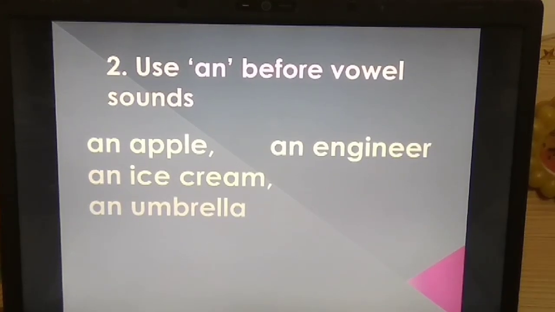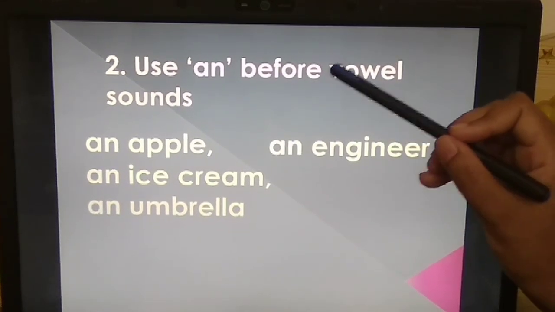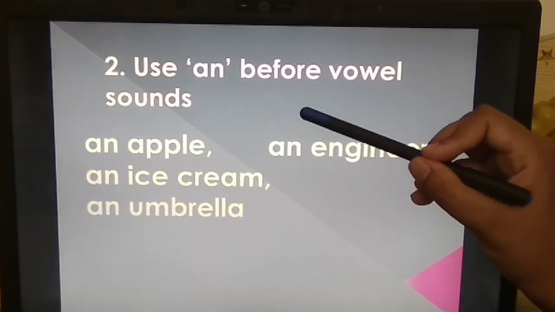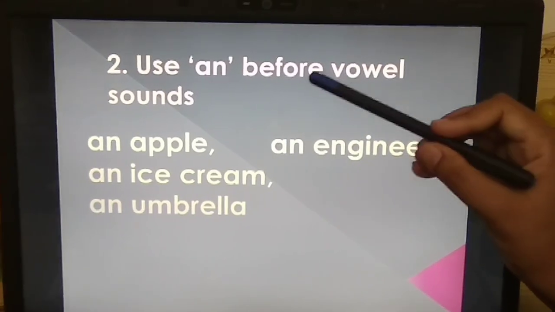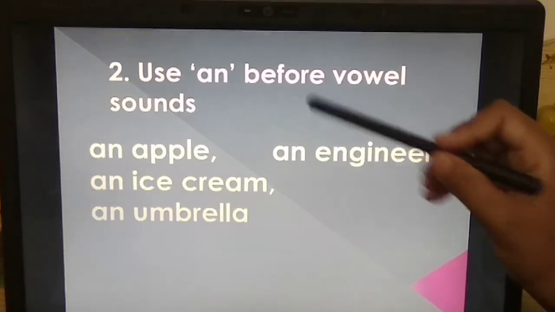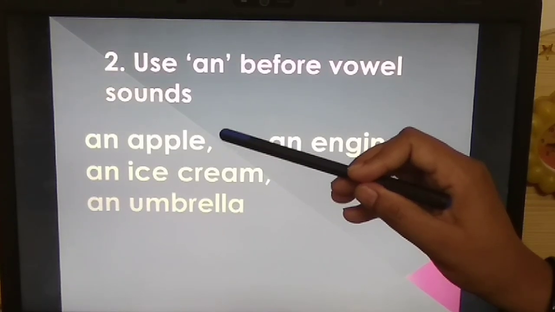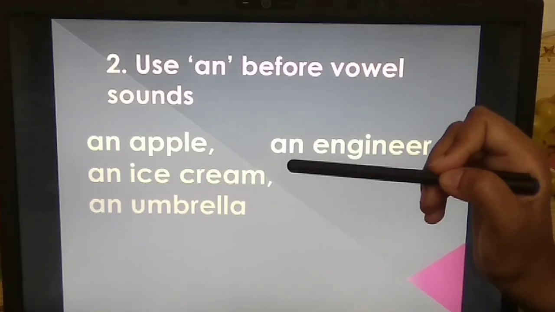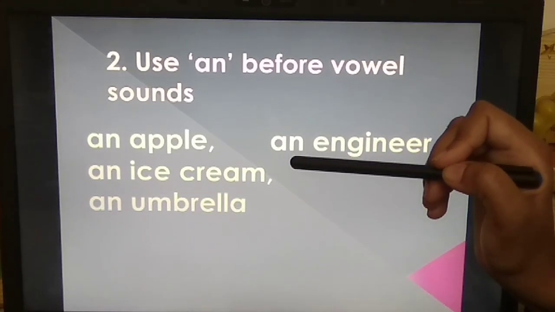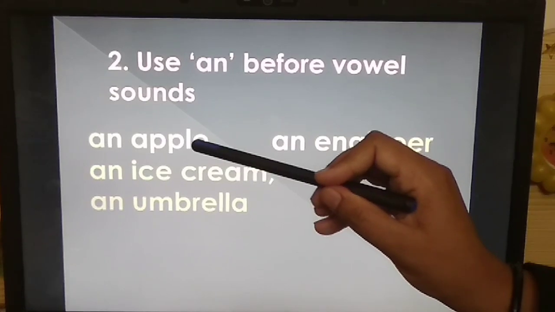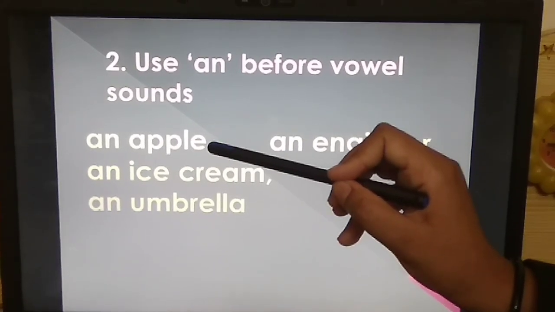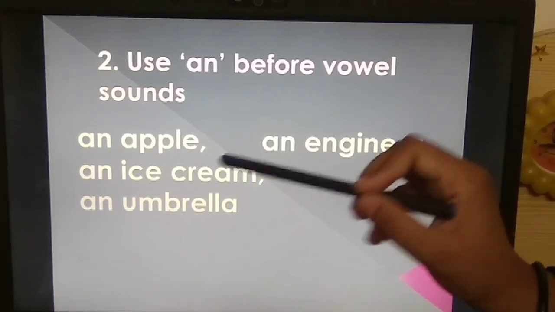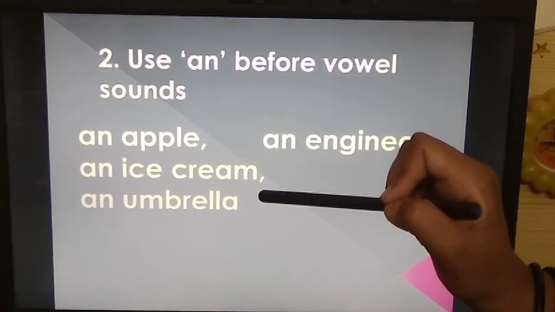Now your second rule. Use "an" before vowel sounding words. What do you have to use before vowel sounding words? An. Like, what are vowels? A, E, I, O, U. Now see examples. An apple, an engineer, an ice cream, an umbrella.